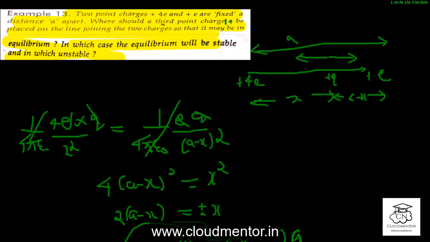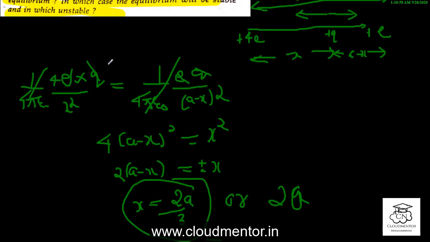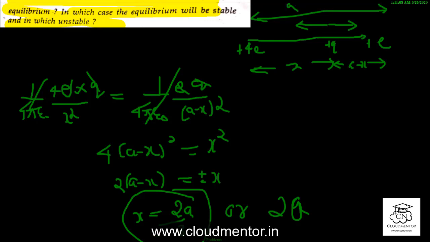and in which unstable. So we have considered the charge plus q to be positive. If we displace it slightly towards the charge e from the equilibrium position, then F1 will decrease and F2 will increase, and a net force F2 minus F1 will act on q towards left, that is towards the equilibrium position. Okay, hence the equilibrium of positive q is stable.